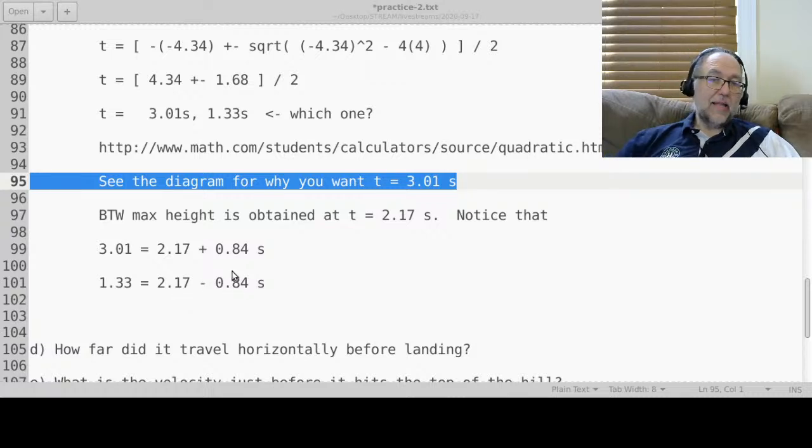And you wonder, how did I get that 0.84? Well, I just looked at the difference between those two numbers and 2.17. But the point is that the maximum height is in the middle of those two little branches of the parabola, because the parabola is totally symmetrical around maximum height.